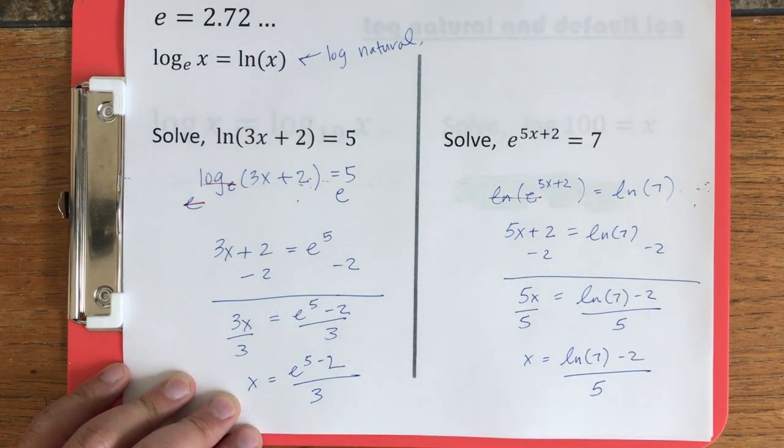Now the key thing is that you usually aren't used to answers that look like this or look like this, and just leave them like that. E to the 5 or ln 7. They're just numbers. They're just numbers that you can figure out if you had a calculator. Okay? Thank you.